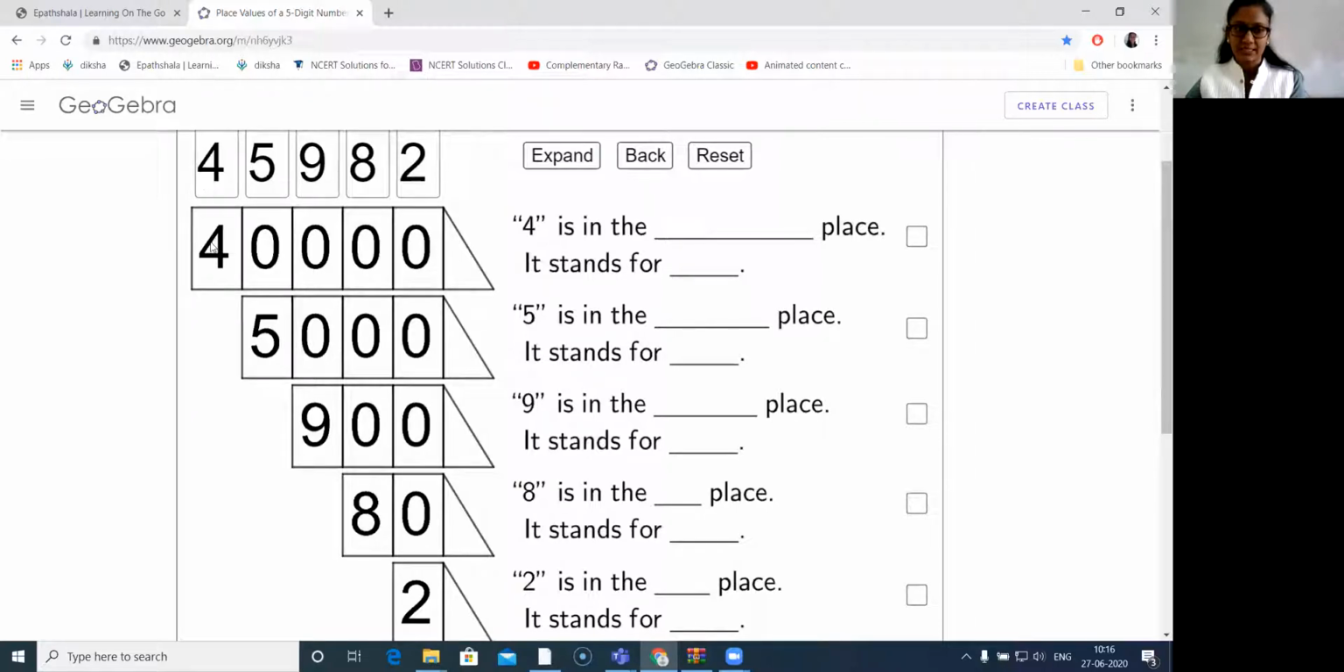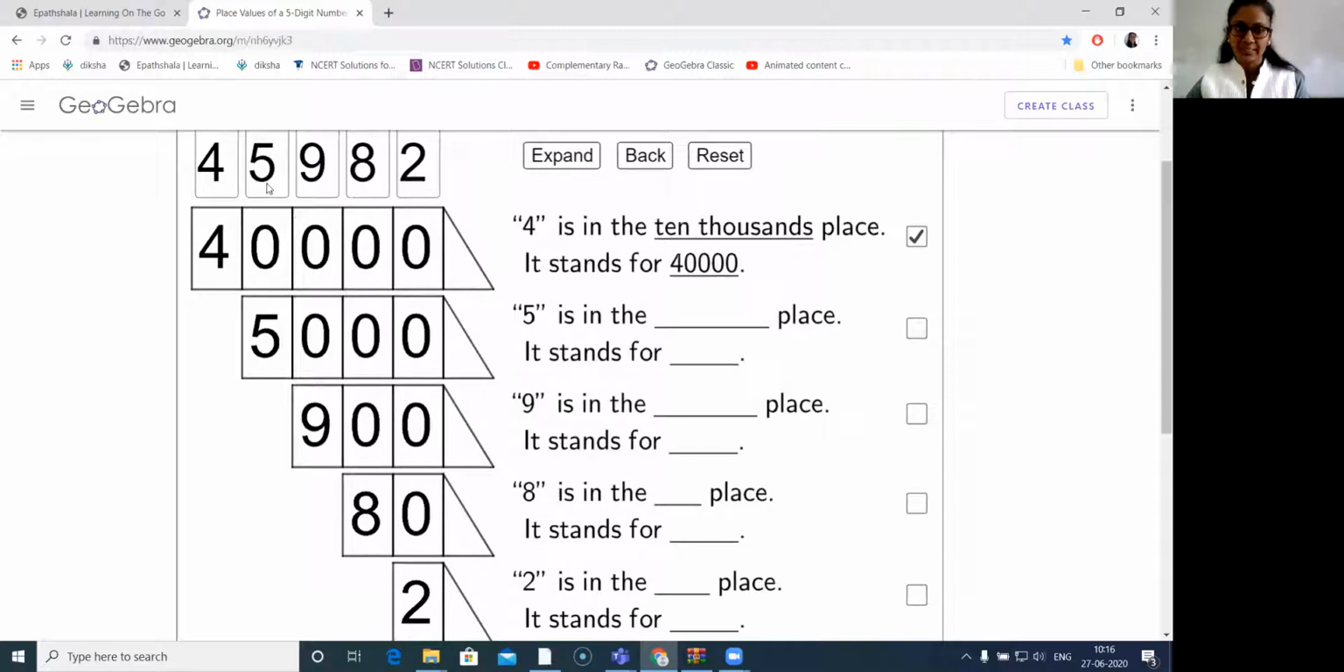Because it is sitting in the 10,000s place, there are some other digits in these places which we are not going to see. So we will read the place value as 40,000. So that's exactly what was visible here. 4 is in the 10,000s place and it stands for 40,000 now. So when I have 4 sitting in the 10,000s place, I know I should read the number as 40,000.